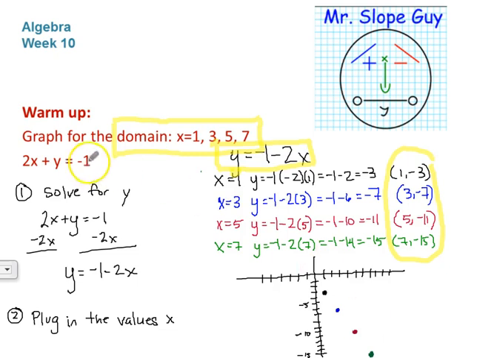If it just said graph and it didn't have this part here, if it just said graph this, then we would connect our points. But it tells us to only graph for that specific domain, and that's why we only have points. So I just wanted to make sure everybody understood that, and let's move on now.